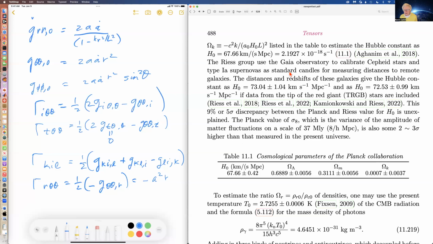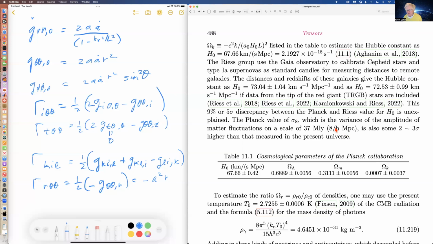There's another problem, namely the amplitude of matter fluctuations on a scale of 37 million light years, or 8 over h megaparsecs. This is a discrepancy of 2 to 3 sigma, so it's not yet serious. It could well be just bad measurements.